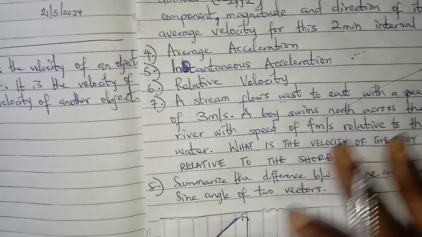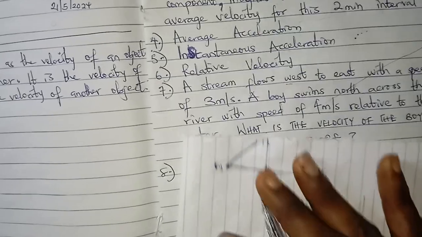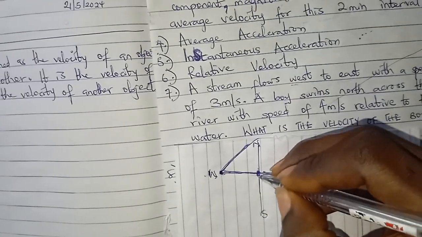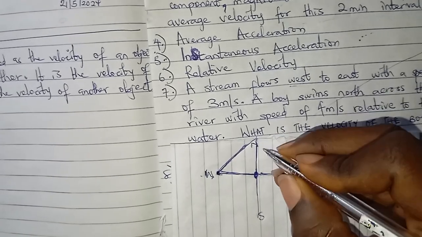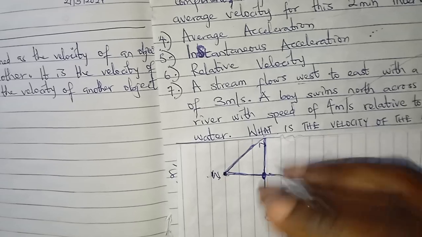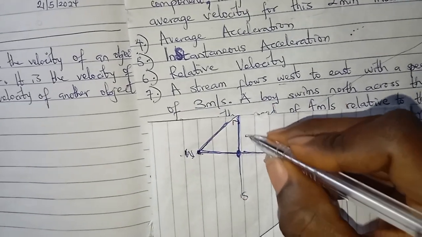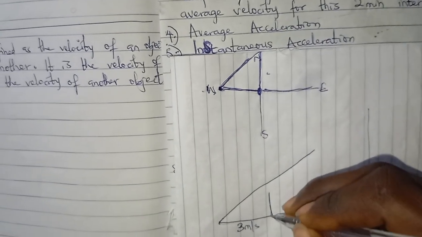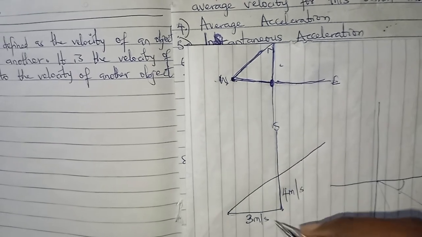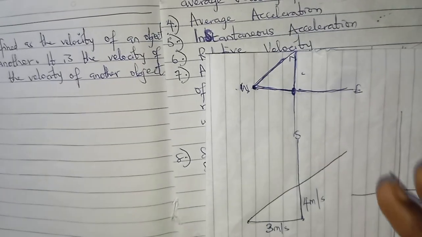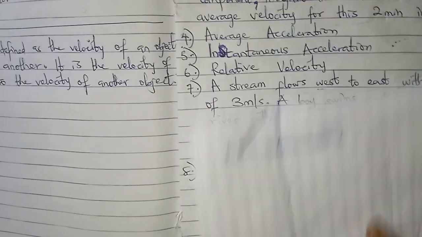Then they now said, a boy swims north. Let's say this is this boy swimming. It will come and meet the river flowing towards the east in one place. See that it has formed a triangle. Across the river with a speed of 4 meters per second. The boy is swimming north. You can continue going, no problem. The river is flowing, no problem. But what we are checking now is that it has met this somewhere.